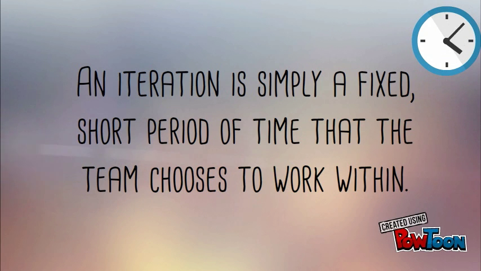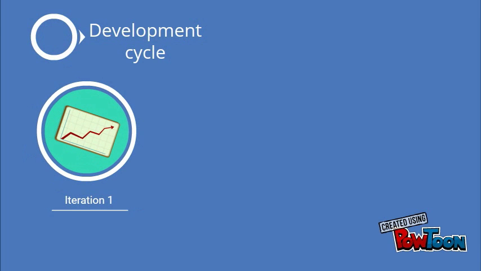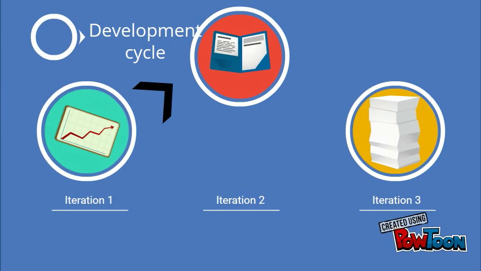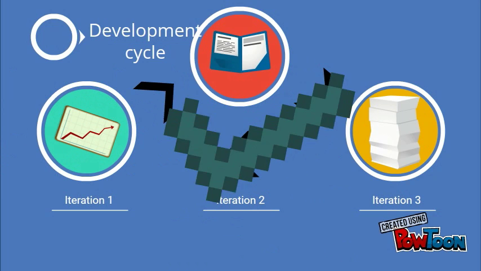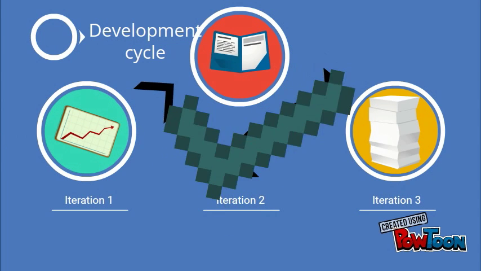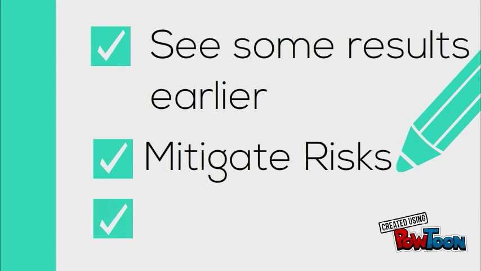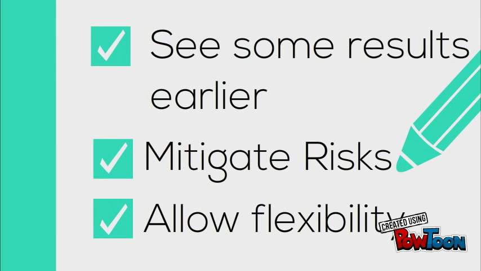Either way, the principles are the same. The idea is to stick to a short, fixed length iterations and complete all stages of the development cycle for each feature in turn within an iteration. Now, the key difference this creates is visibility of complete working features much earlier in the project lifecycle, allowing for a better gauge of progress and quality and allowing for feedback and adaptation along the way. The result is to see some results earlier, mitigate risk and to allow flexibility to accommodate change.